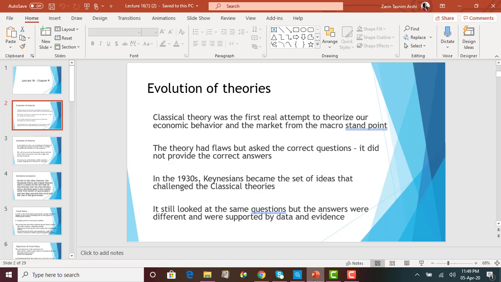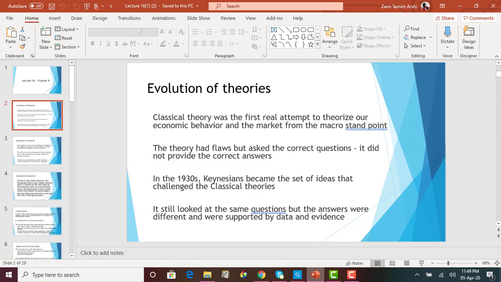Now, in the short run, we can have some disruptions or some recessions, but in the long run, the economy will always adjust to full equilibrium. That's what classical theory said. We also saw that this theory was not working and it had some flaws. Like during the Great Depression, this theory was not working, it was not explaining what was going on in the economy, and it was not providing any solutions. So this theory asked the correct questions, but it did not provide us with the correct answers.